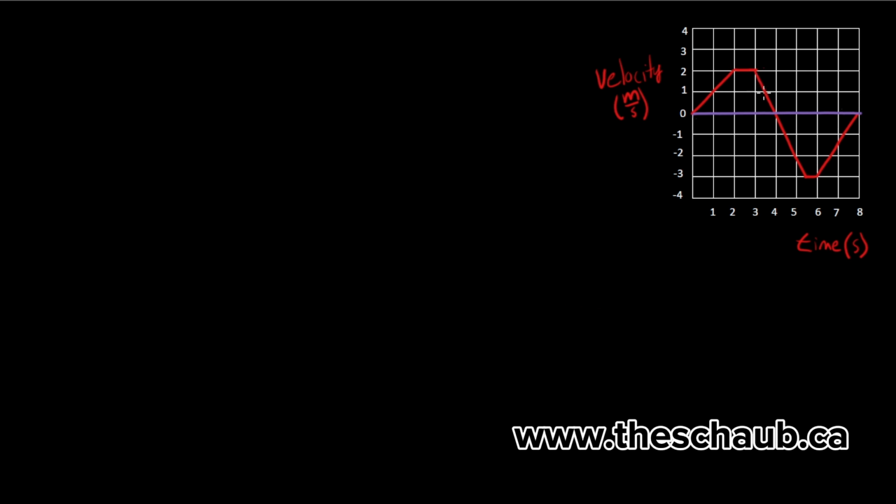A half second later, they're going positive 1 meter per second, and another half second later, they're going 0 meters per second. So although they're slowing down, they're still moving in the positive direction as they do this, from positive 2 to positive 1 to 0. After the 0 point, the person starts accelerating in the negative direction.